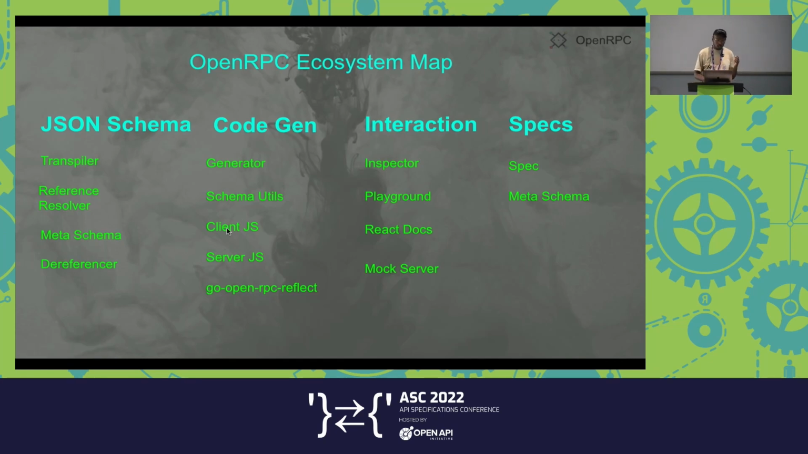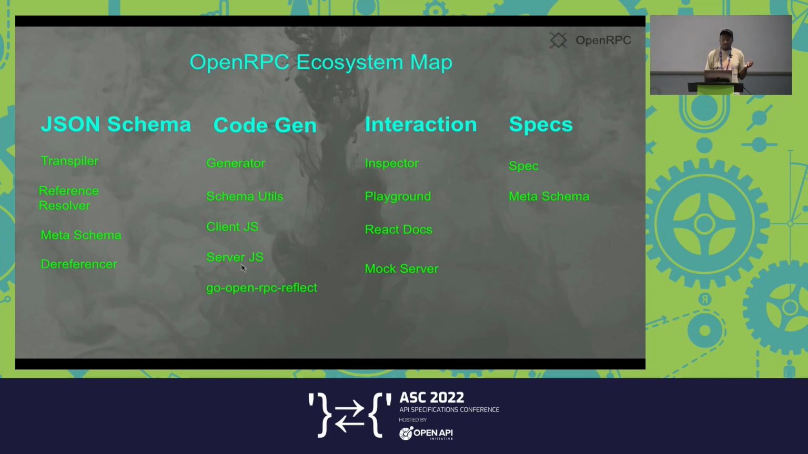And then we have a couple of things that are used pretty widely. We have client.js, which is just a simple TypeScript JSON-RPC client. It's really easy to extend this to use custom transports. I think 493 different projects are using client.js for their JSON-RPC requests.